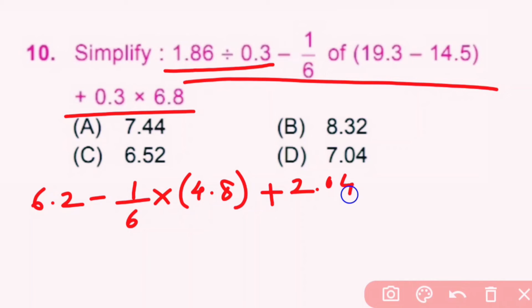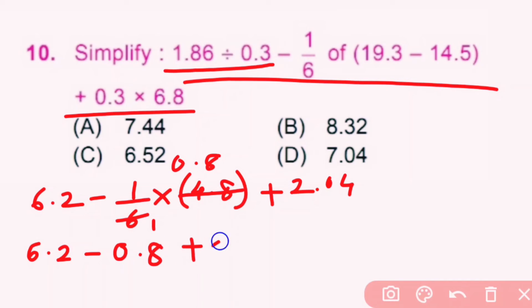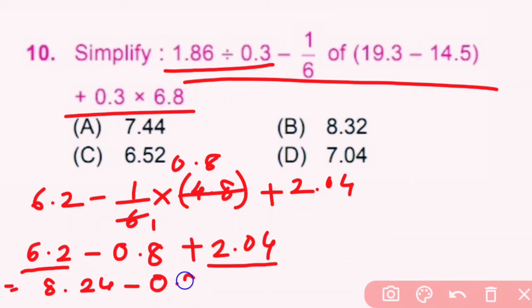2.04. Now 6.2 minus, here 6 1s are 6 and 6 8s are 48, and 1 point means 0.8, so 0.8 plus 2.04. So it is equal to 6.2 plus 2.04 is 8.24, minus 0.8 is equal to 7.44. So here A is the correct answer.